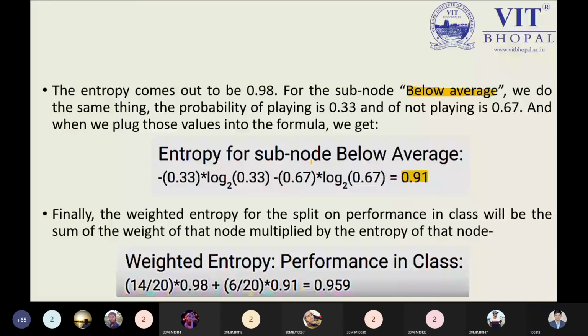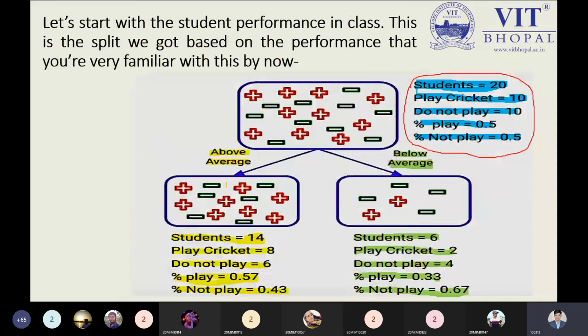Else, I can tell you how to calculate the weighted entropy. No doubt, sir. Okay. So now, finally, we have to calculate the weighted entropy, the weighted entropy for splitting on the performance of the class. It's very simple. The weighted entropy will be calculated from our child nodes. In total we have 14 and 6, so the weighted entropy will be calculated with a simple formula.